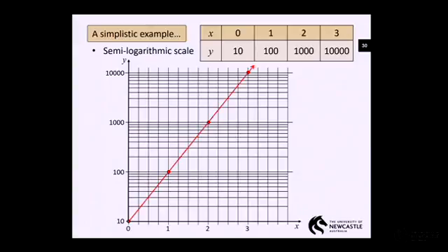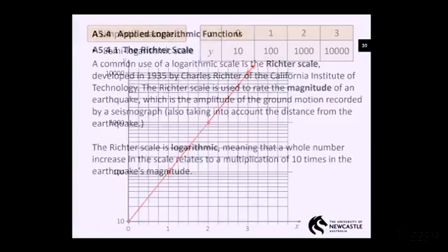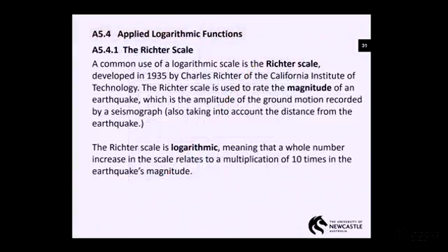Okay, so he's gone to this slightly log sort of scale, and then on your page 59 he starts talking about the Richter scale. Again, you don't get examined a great deal, there's just a couple of calculations we have to get to. It's talking about who invented it, and that's why it's called the Richter scale. It's used to rate the magnitude of an earthquake, which is the amplitude of the ground motion recorded by the equipment called a seismograph, also taking into account the distance from the actual earthquake.